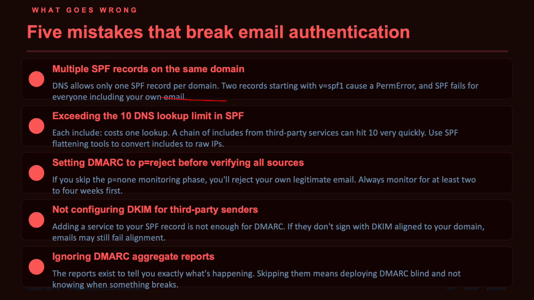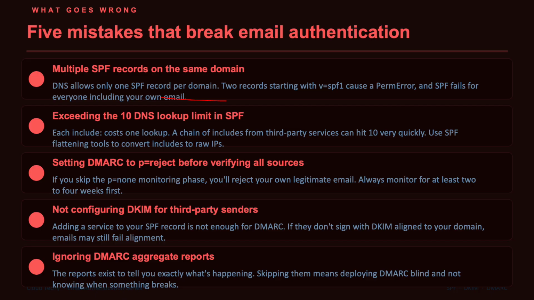The third: jumping straight to p equals reject. The monitoring phase exists for a reason. Every organization has forgotten senders, and if you enforce before you have found them, you'll start rejecting your own legitimate email. Always spend real time at p equals none first.